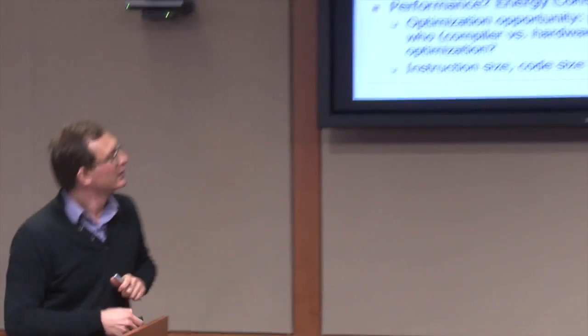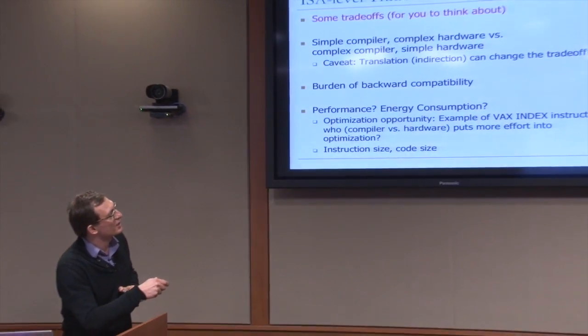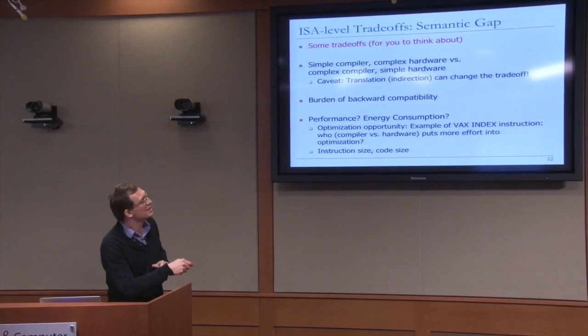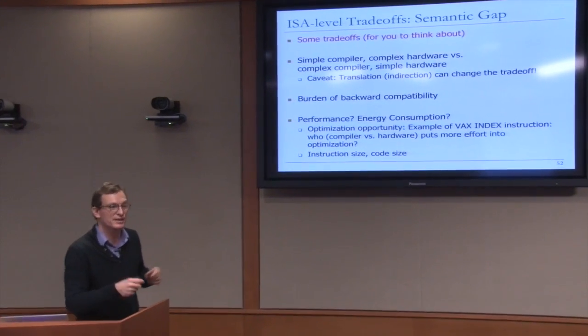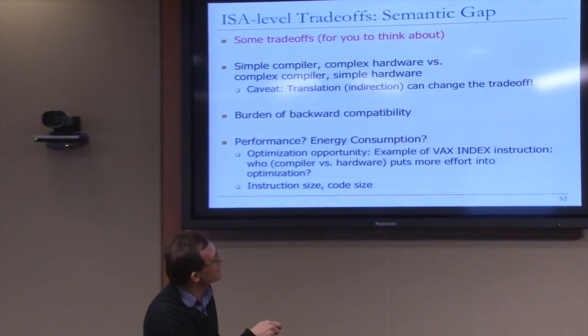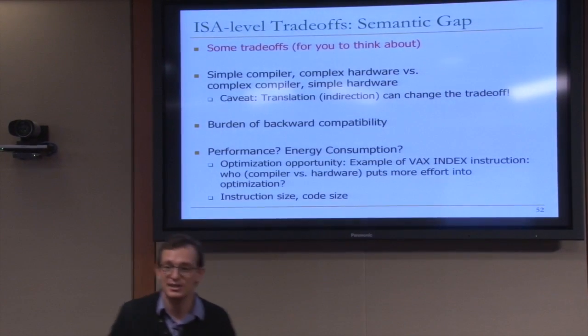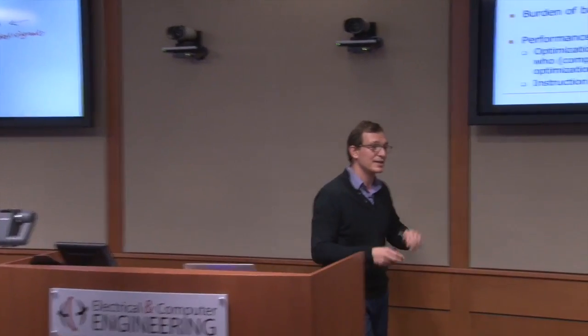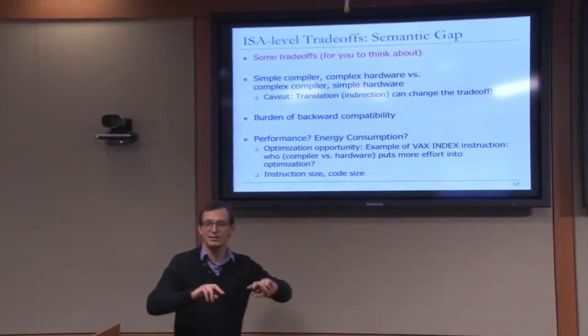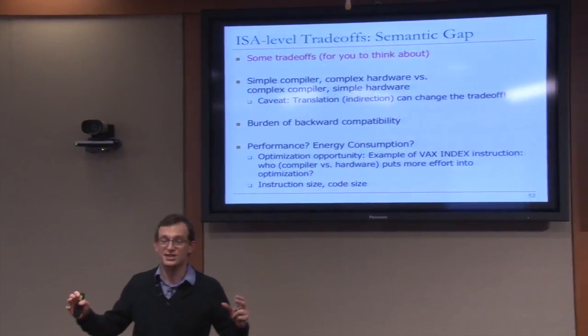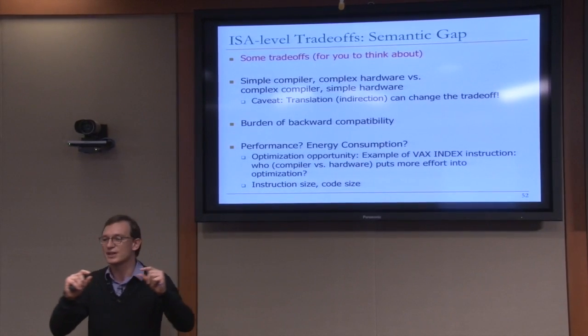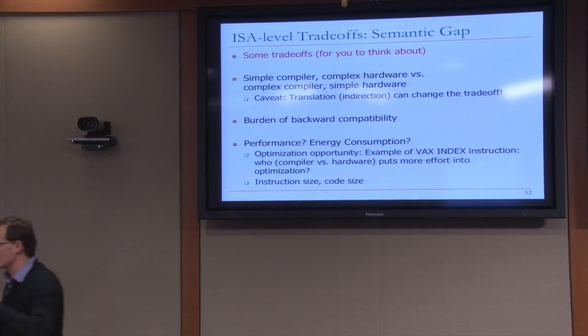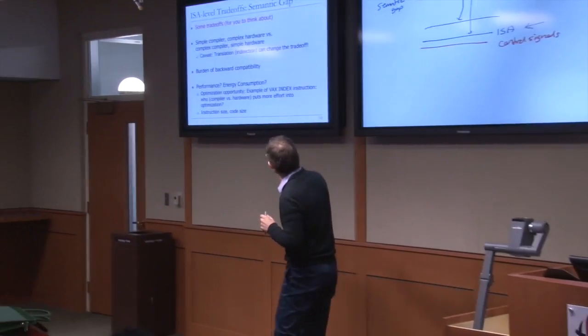Right? There are trade-offs on performance and energy consumption. Who has the optimization opportunity? Is it the compiler doing the optimization? Is it the hardware? Who puts more effort into optimization? One argument when reduced instruction set computers were developed in the 1970s was, at that time, people were designing instruction sets with complex instructions. So semantic gap was very low. And one argument was VAX was one of the most popular ISAs at the time.